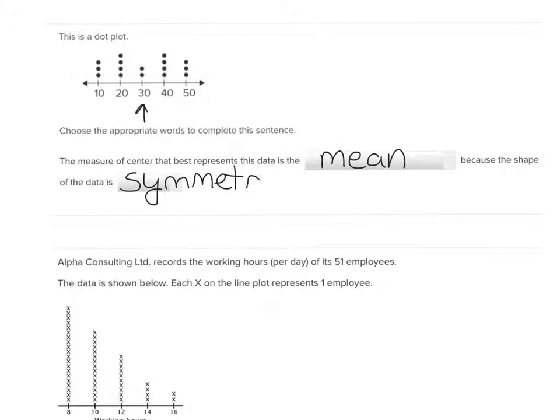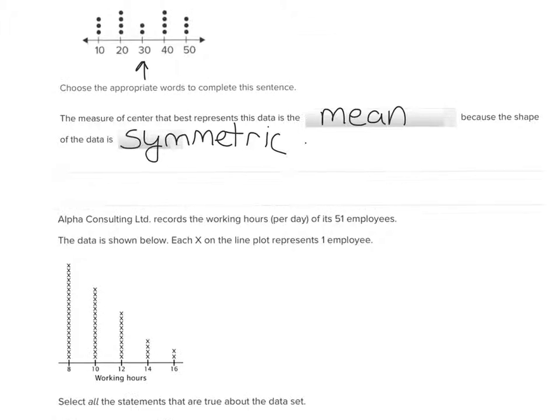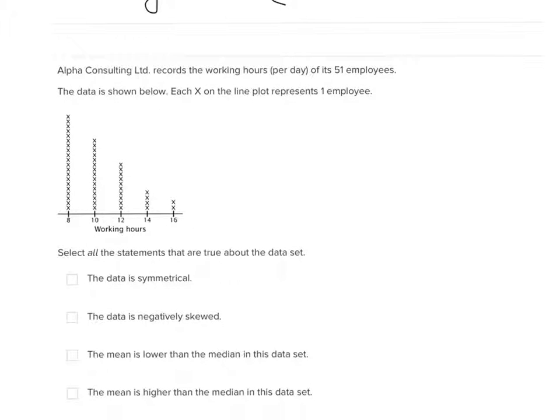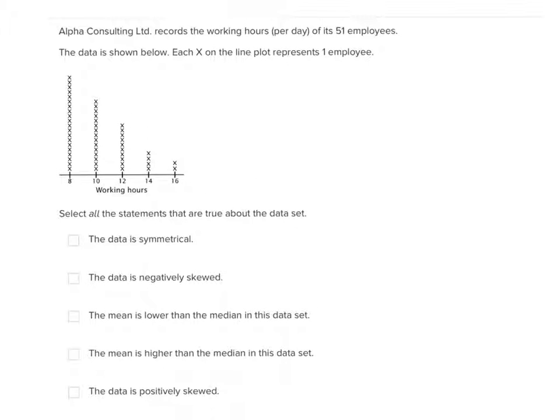I don't know if symmetric or symmetrical is the right way to say it. I'm going to go with symmetric. So if it is not symmetric, if it's skewed, then we'd use the median. All right. Next question. Looks like this data is skewed up.